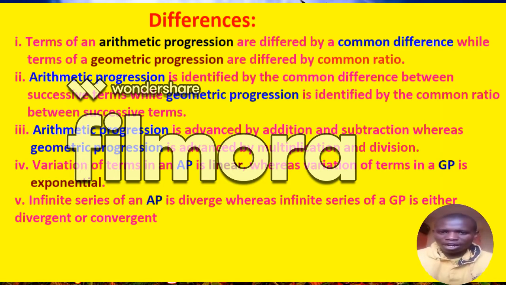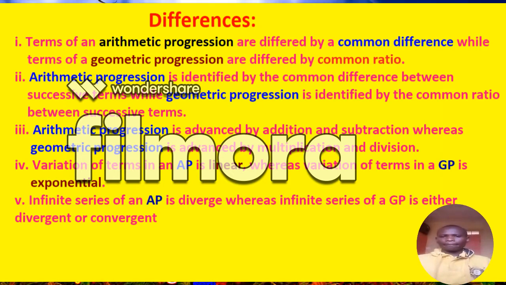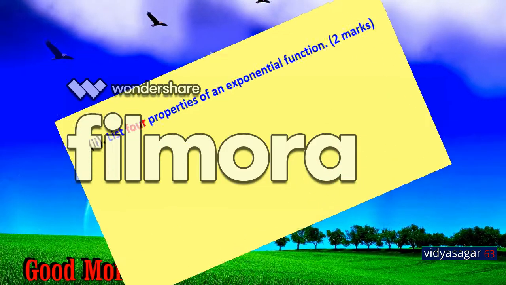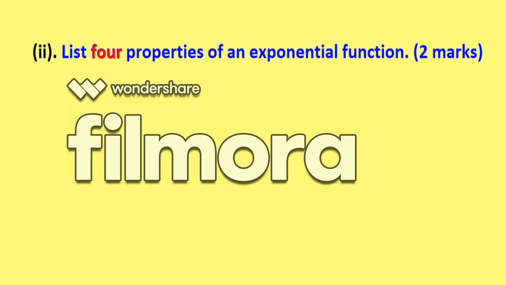The fifth and the very last difference between an AP and a GP is that an AP, that is an arithmetic progression, behaves in such a way that its infinite series is divergent. The infinite series of a GP can either be divergent or convergent.